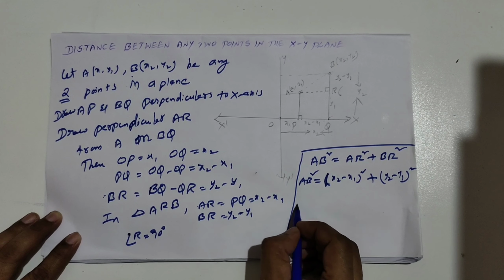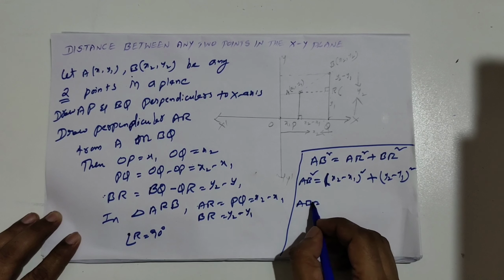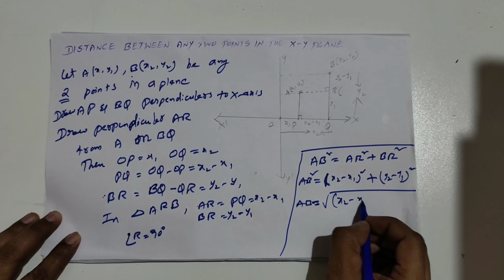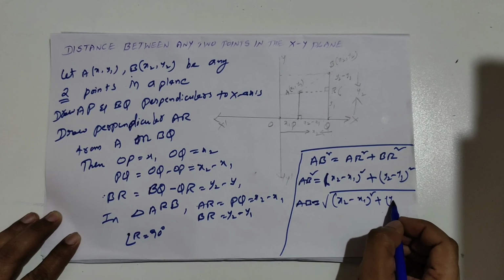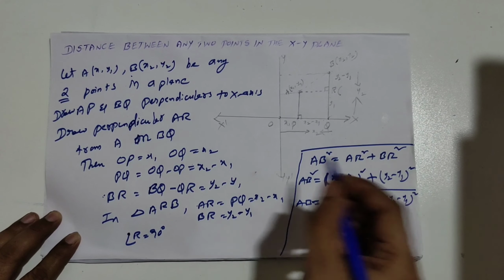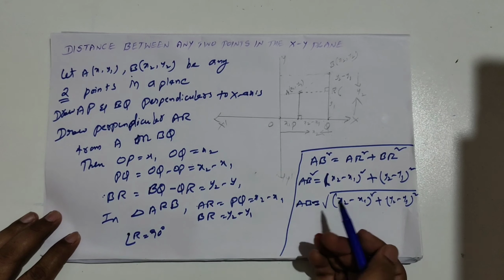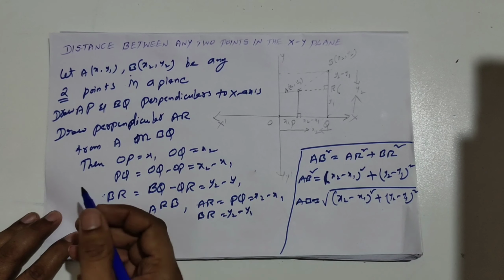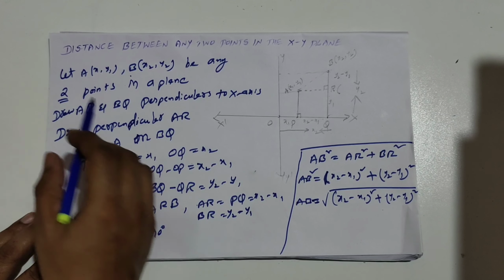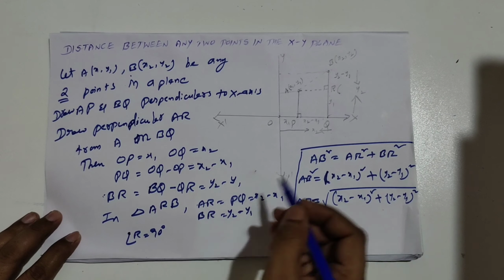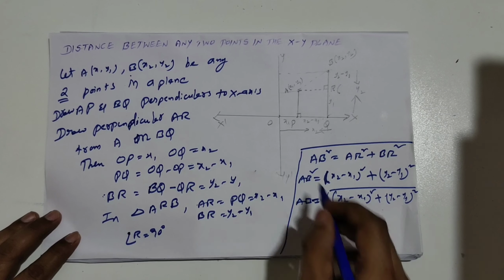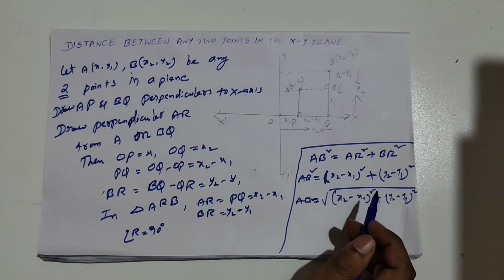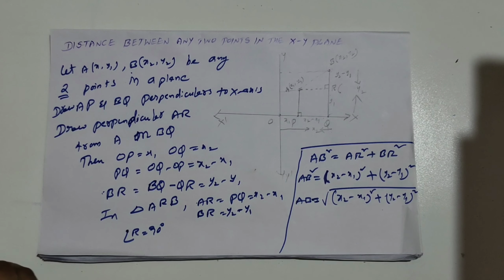So we need here only AB, the distance between A and B. So by taking square root on the right side we get square root of x2 minus x1 whole square plus y2 minus y1 whole square. Okay, so they may ask to obtain the formula of the distance between 2 points in a plane, the xy plane. It can be done in this way, very easily by applying Pythagoras theorem. So in this way we obtain the distance between the 2 points on a given plane.